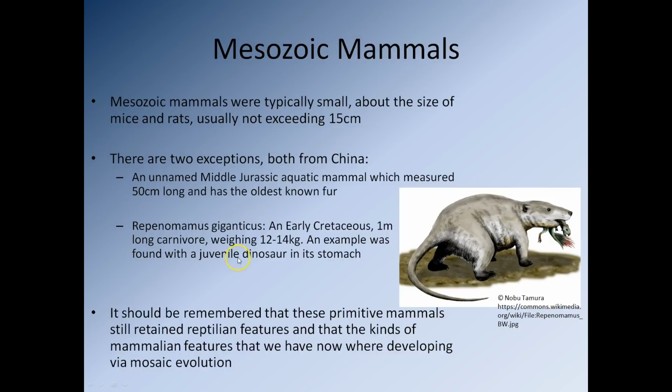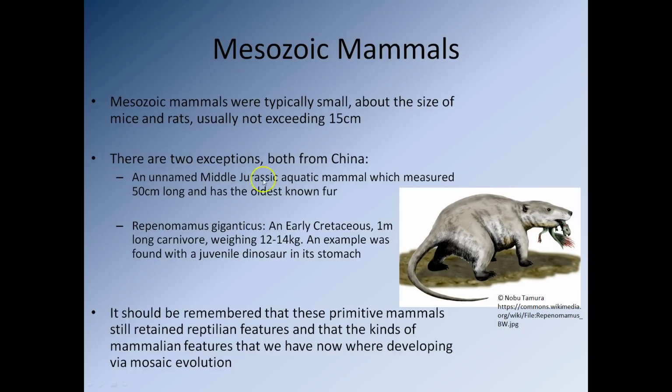So then we have another Mesozoic mammal. This is, excuse my terrible pronunciation, Repenomamus giganticus. And this is from the early Cretaceous, and it was about 1 meter long. It was a carnivore, and it weighed between about 12 and 14 kilograms. And you can see a picture of it over here. From what we can tell, it was kind of a hybrid between a rat and any one of a number of animals, maybe a badger, a possum, something like that, in its general design. And an example of this particular mammal was actually found to have a juvenile dinosaur in its stomach. So this particular mammal actually fed on young dinosaurs.